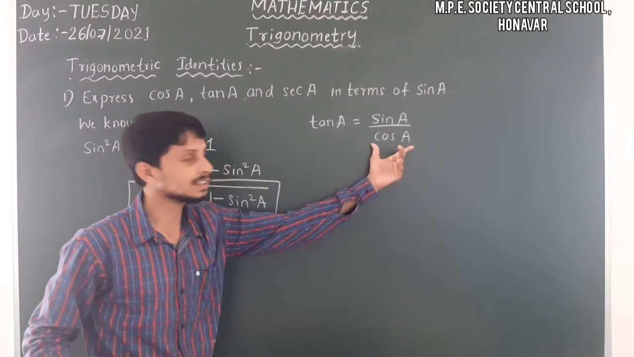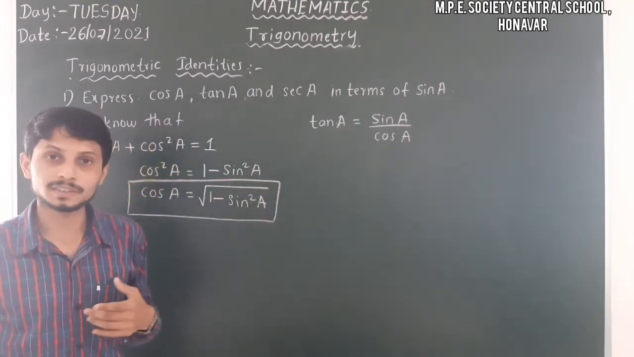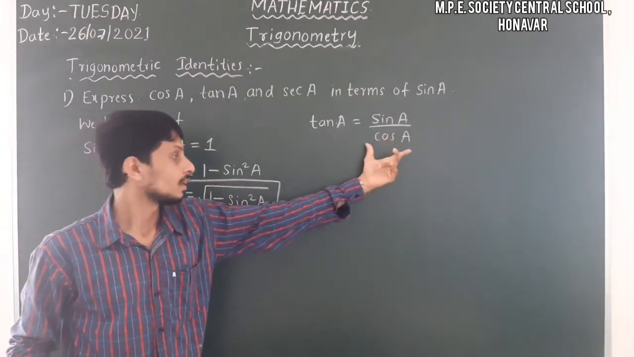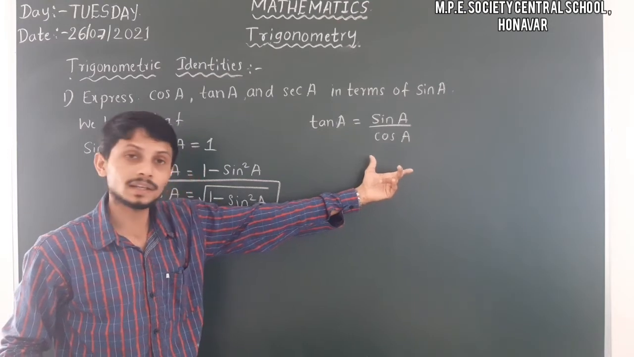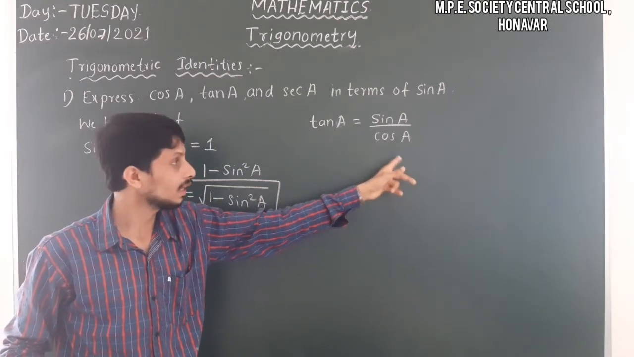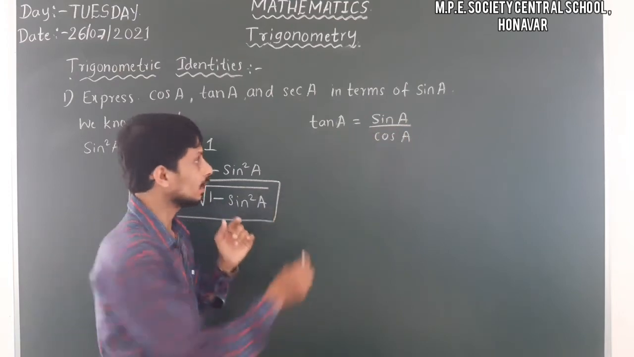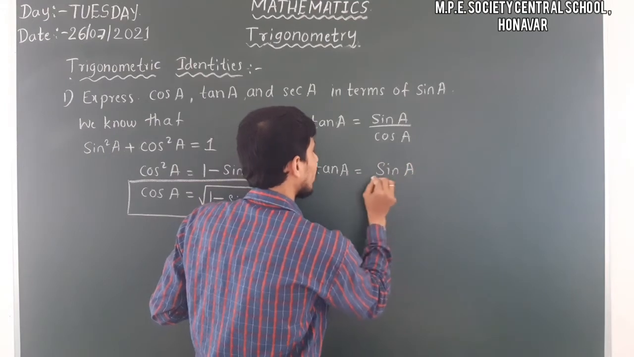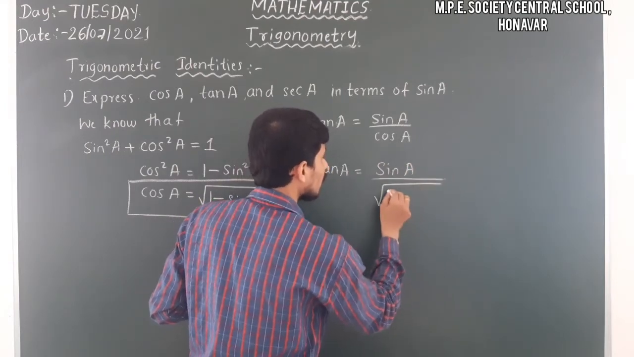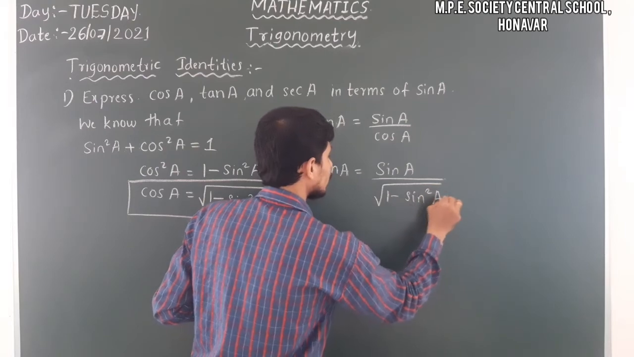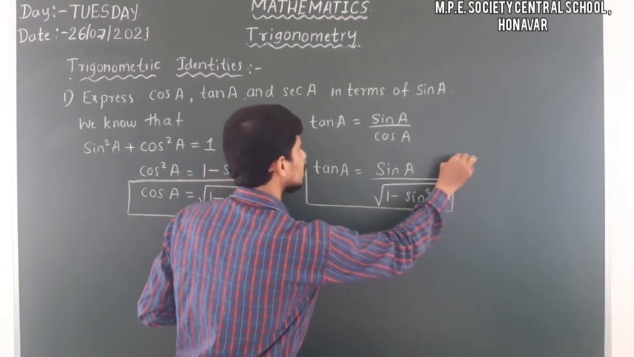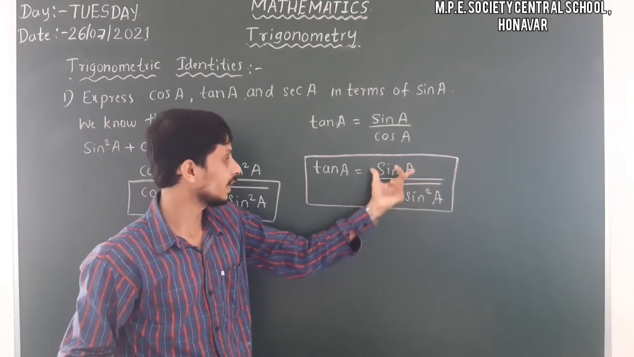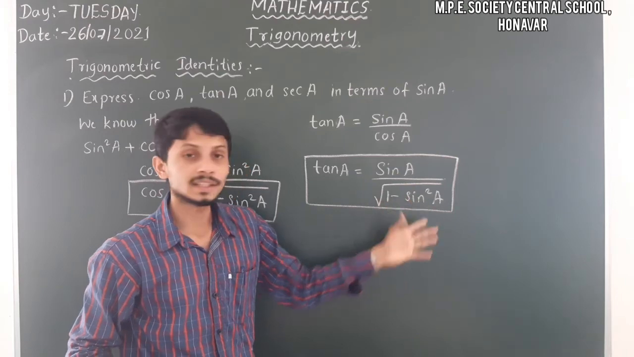Already we expressed cos A in terms of sine. So we only have to substitute cosine of A is equal to the square root of 1 minus sine square A in this place of cos A. Tan A is equal to sine A divided by the square root of 1 minus sine square A. So here we got the relationship between tan A and only sine A.